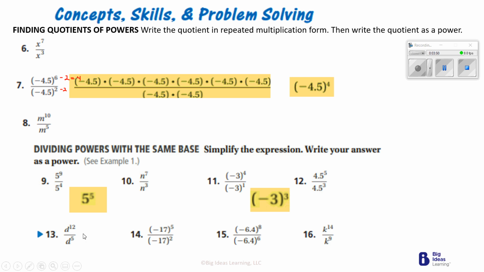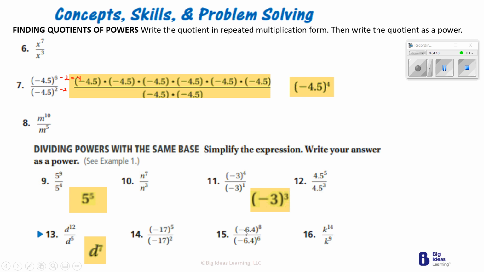And then we have number 13. We got D as a base on both the numerator and denominator, and 12 for the numerator, 5 to the power of 5 for the denominator. 12 minus 5 is going to give us, I believe, 7. So this should be D to the 7th power.